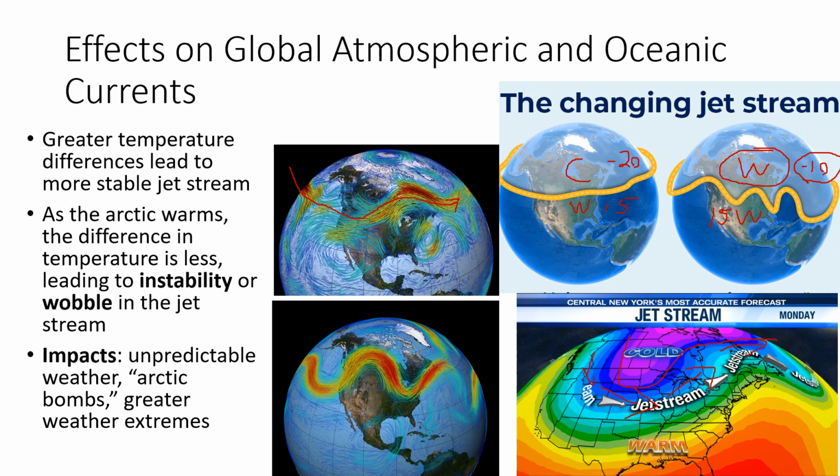So big takeaway, if there is a greater difference in temperature north and south of the jet stream, then the jet stream is stable. If there is less of a difference between the cold air in the north and the warmer air in the south, then that jet stream is going to be more unstable and is going to, quote unquote, wobble, and it's going to cause cold air to descend down into the United States, into the central United States, among other things.